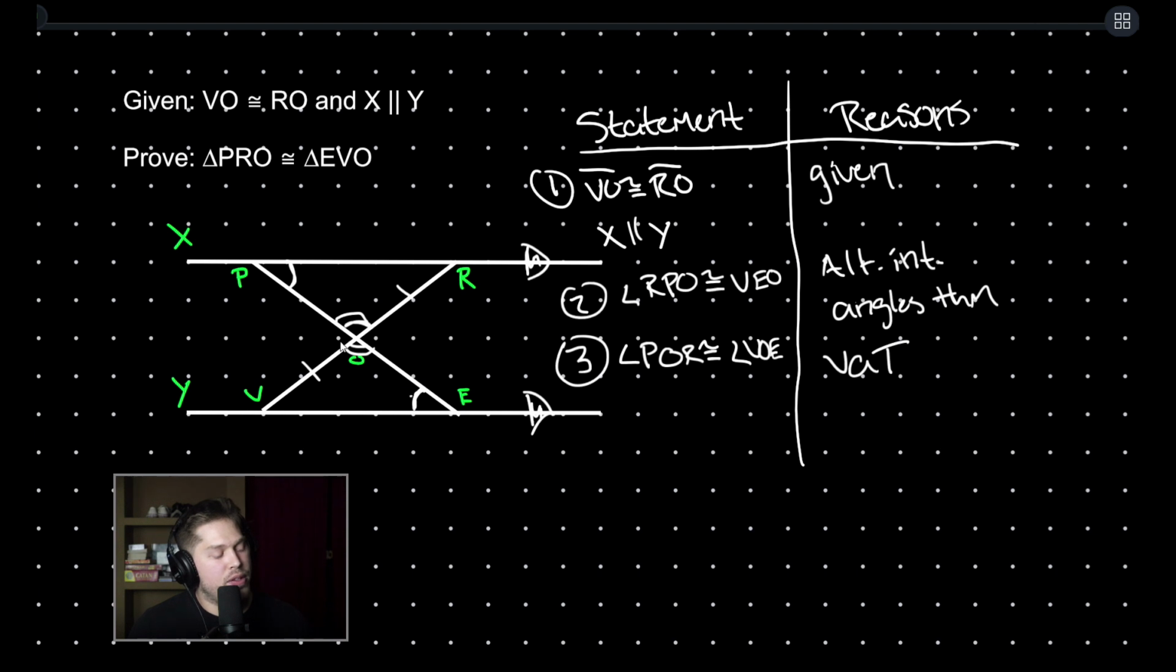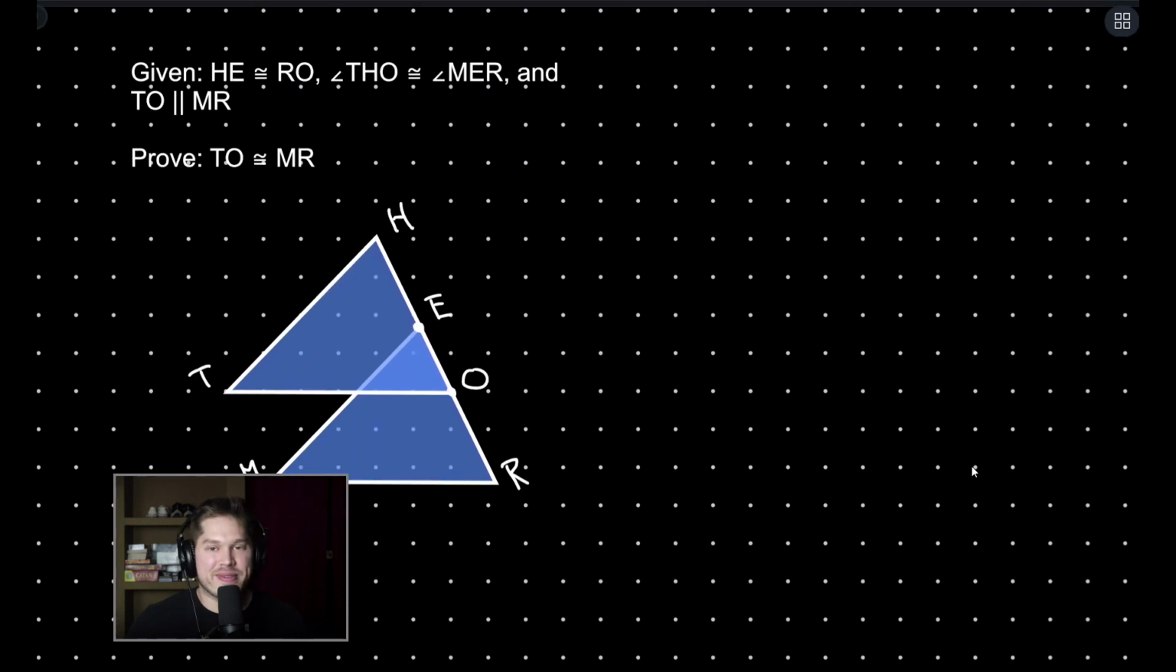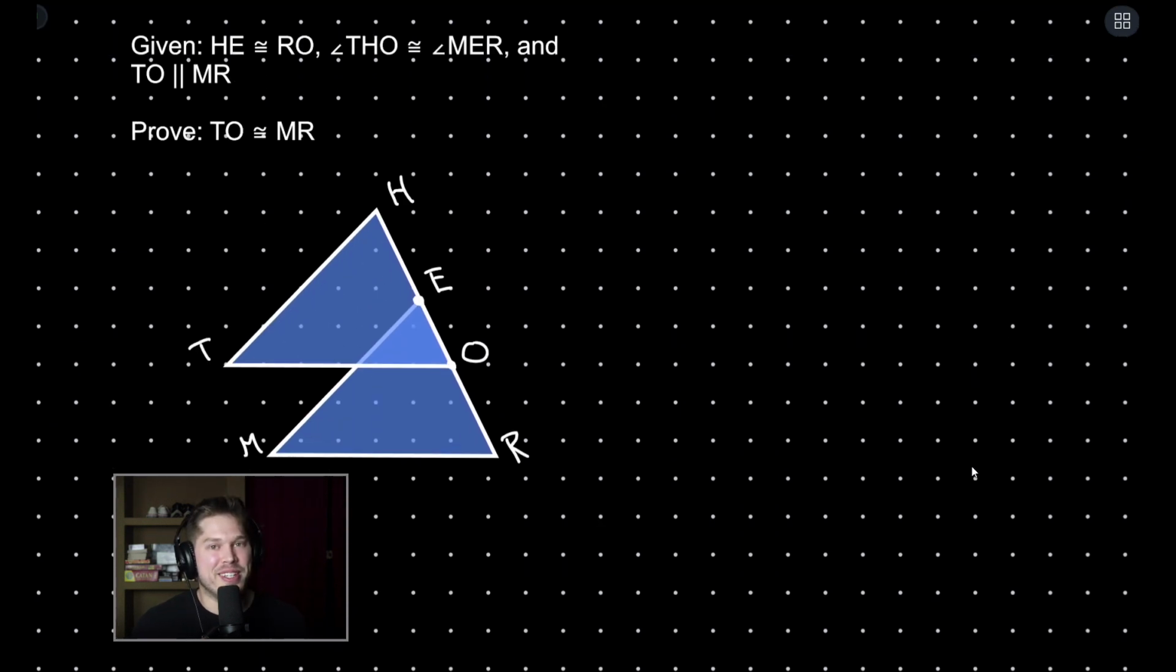And so I have an angle, and I have a side. So by angle, side, I know that triangle PRO is congruent to triangle EVO. Done and done. It's that easy, guys. Excellent, excellent, excellent. We're on to the last proof. On to the last one.